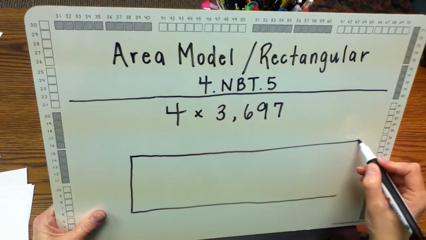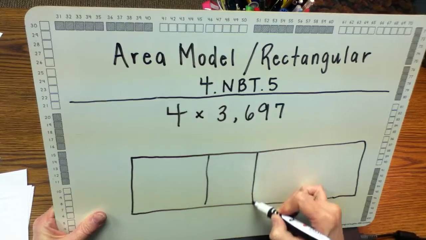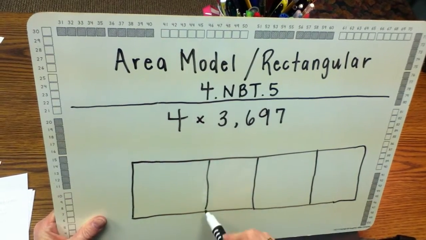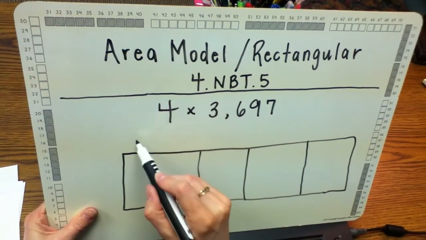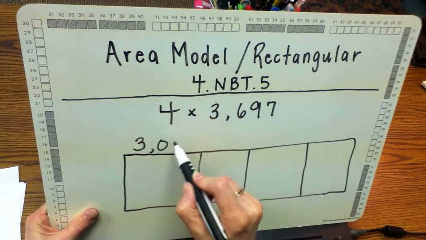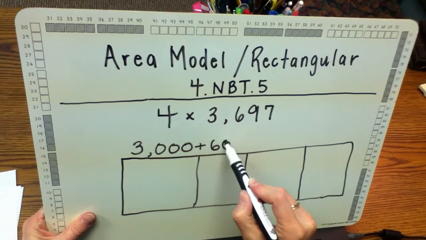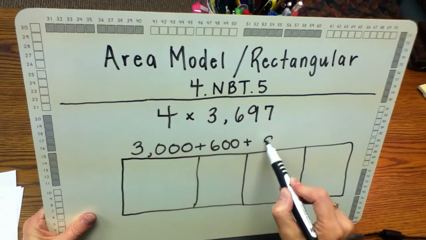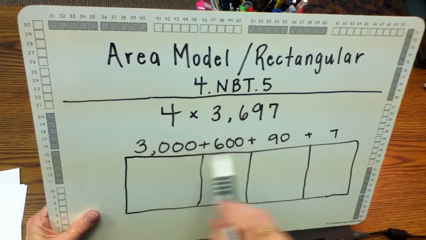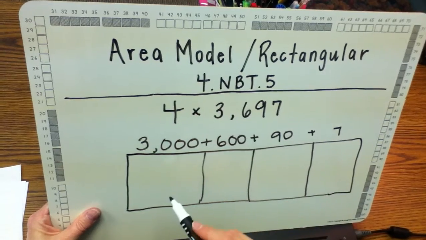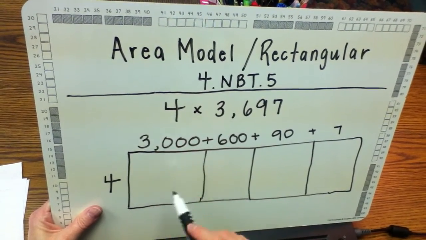And so since I have thousands, I'm going to break it into 4 sections to show my partial products as I multiply. So this section, when I'm breaking this number apart, is going to be 3,000. And then I have 600 plus 90 plus 7. So I'm really taking the expanded form of the number and writing it across the top of the rectangle. Then on the side, I'm going to write my other factor of 4 so that I'll be able to keep track as I go.